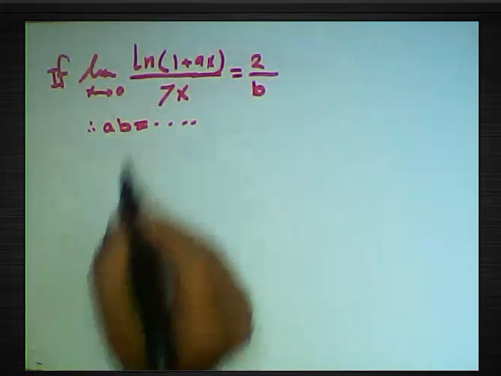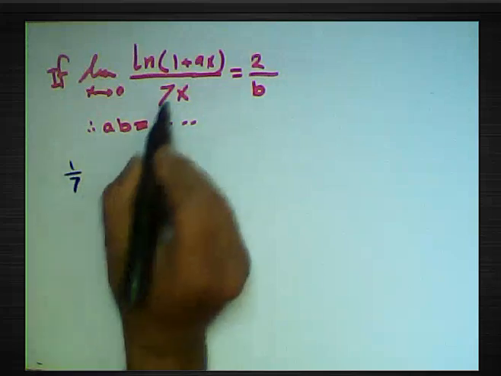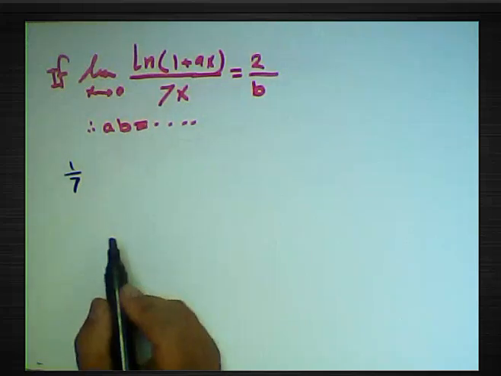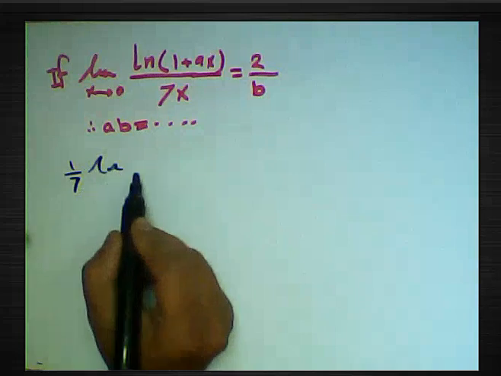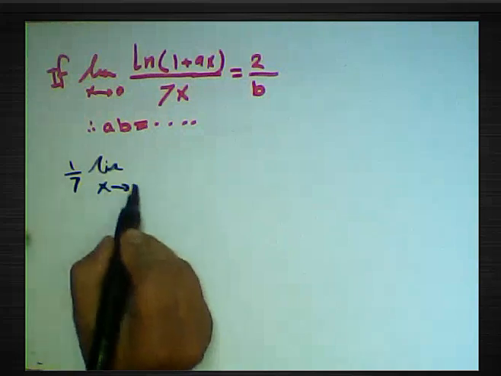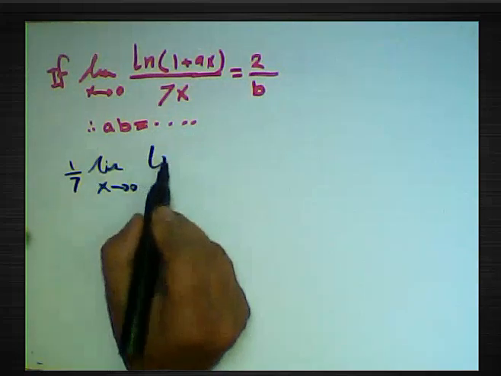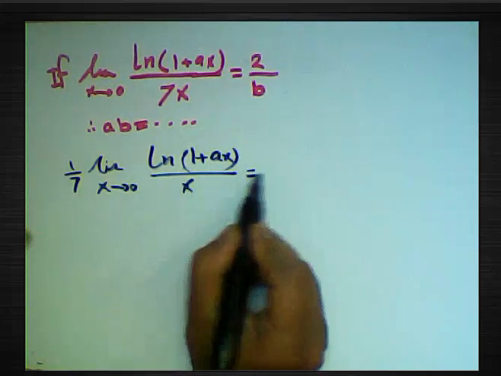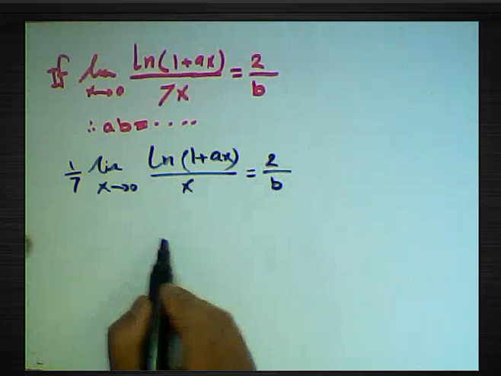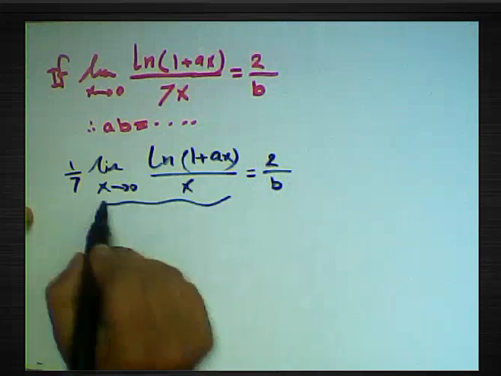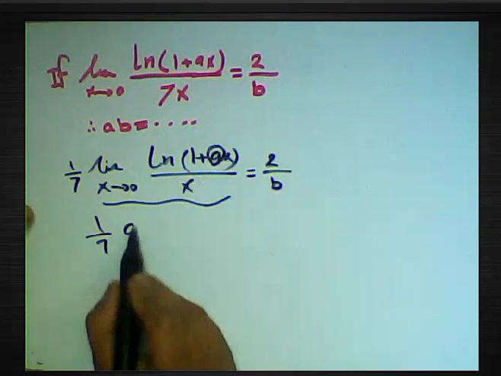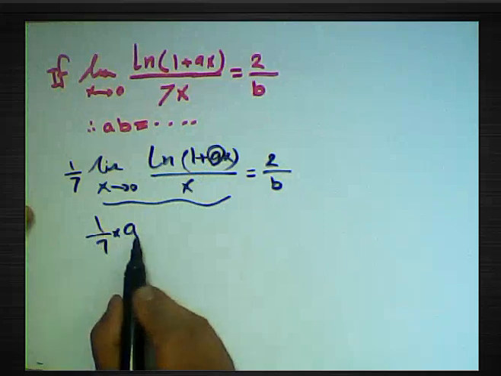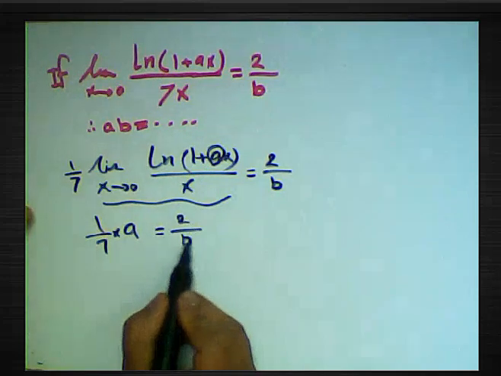We know the rule here. We can write 1 over 7 outside between the two terms, and the limit as x approaches 0 of ln(1 + ax) over x gives the result equal to 2 over b. By the theorem, the coefficient of x will be a, then 1 over 7 times a equals 2 over b.